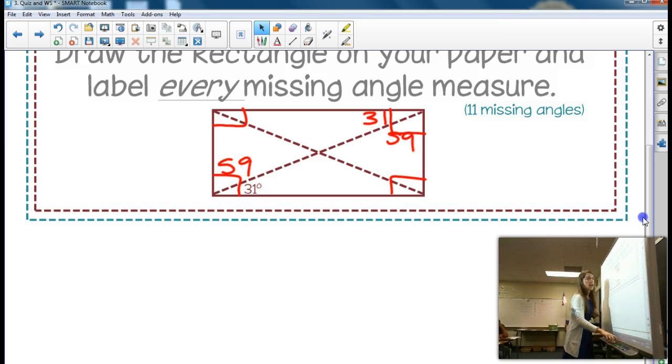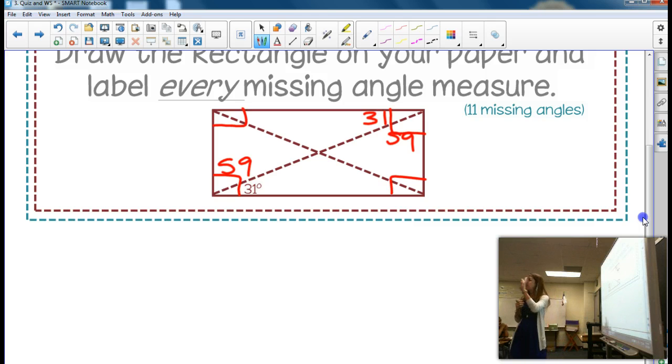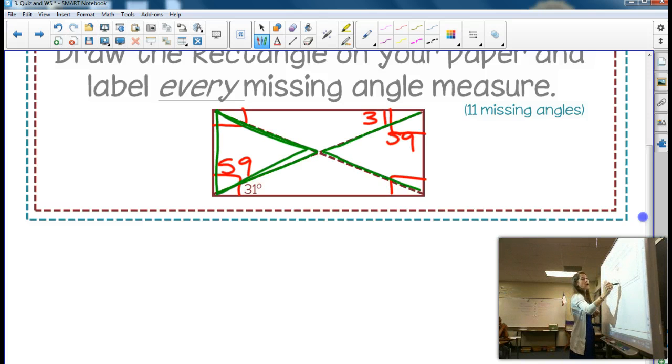59. Okay, now here's something I said really quickly yesterday, but I didn't go into depth. In a rectangle, when you draw the diagonals, you get 4 isosceles triangles. So this triangle that's green, that is an isosceles triangle. That should help you put some more angles on your picture.